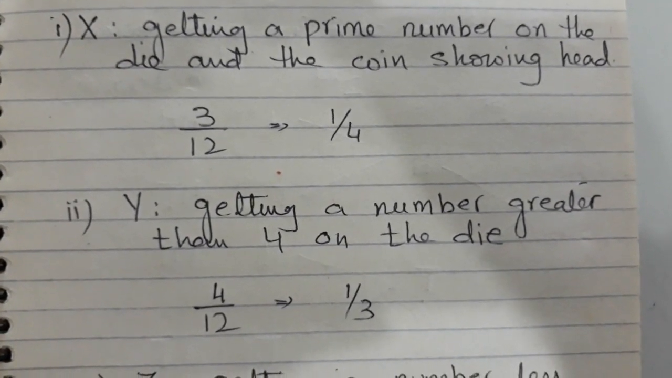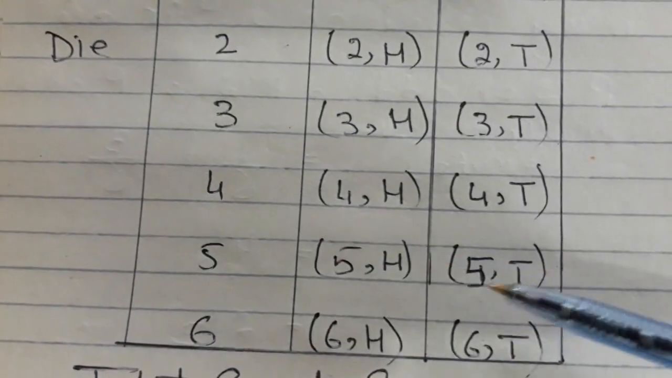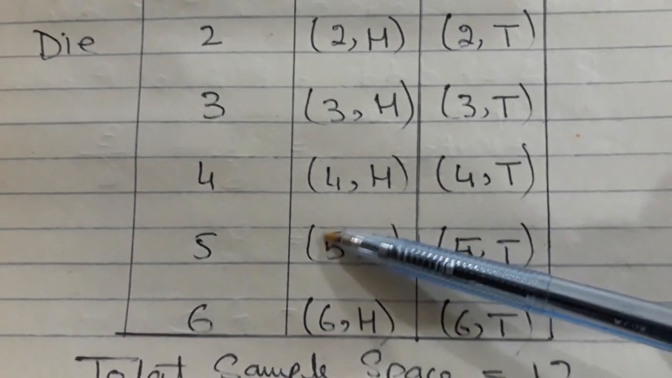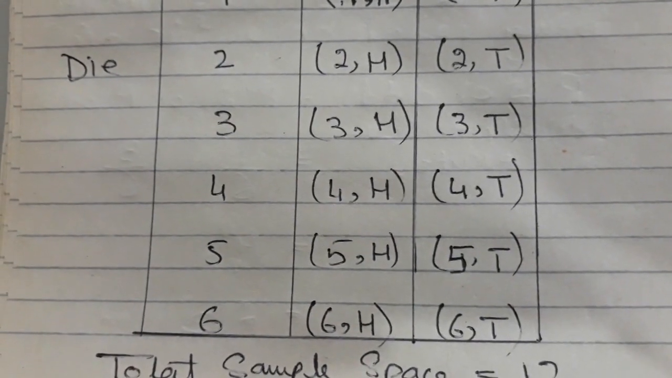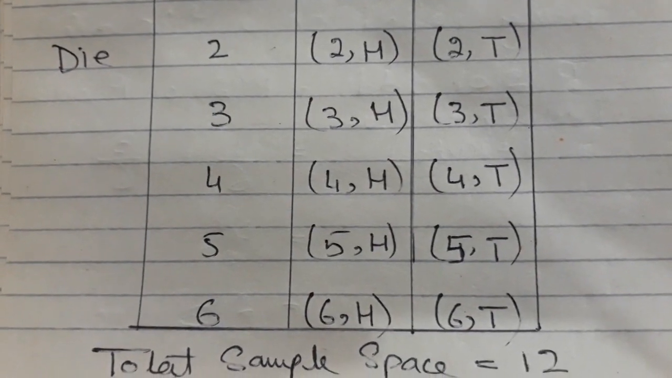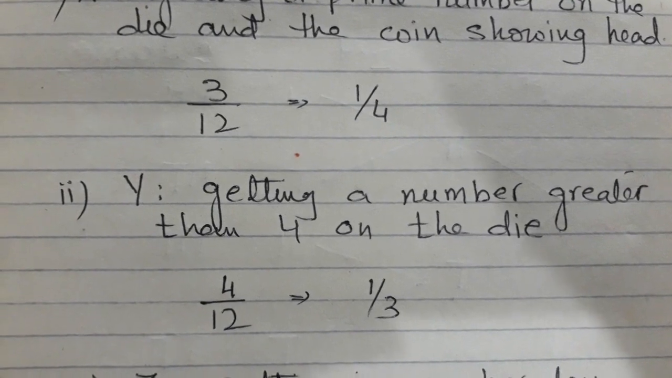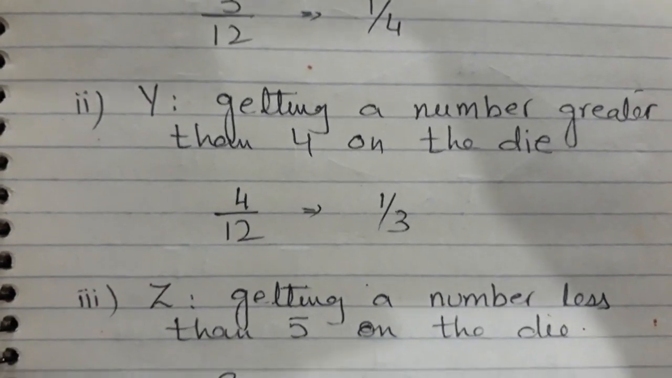So it is 5 head, 5 tail, 6 head, 6 tail. So these numbers are greater than 4. So out of 12 there are 4 such cases, such events. So that's why we have written 4 over 12, which we simplify and get 1 over 3. So let's find the probability of Z.